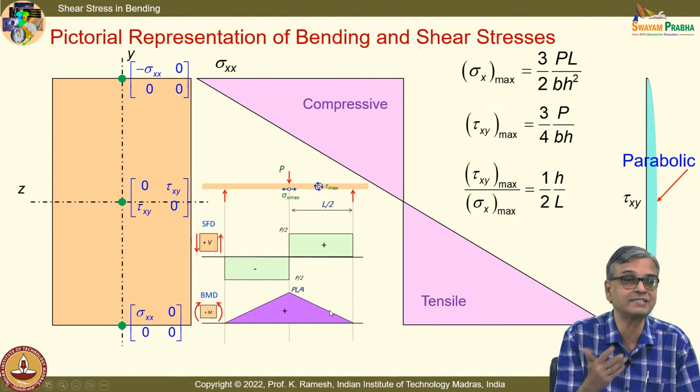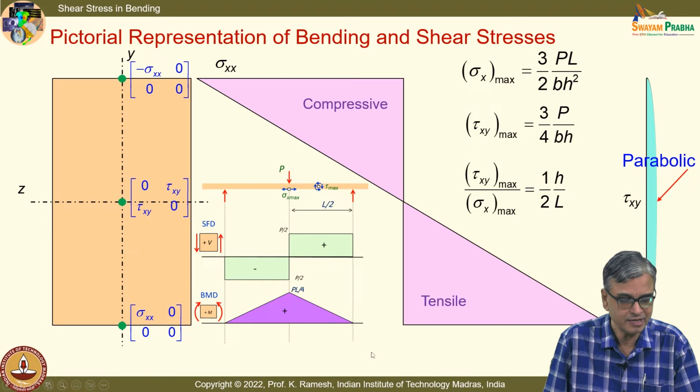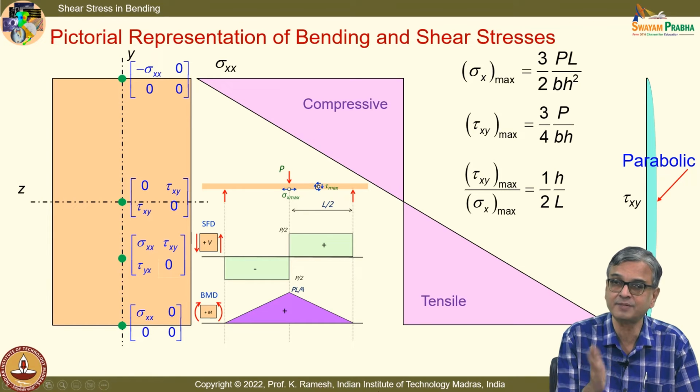When bending is maximum, shear is 0. When shear is maximum, bending stress is 0. That is the interesting aspect of what happens in a beam. Suppose I take a point in between, this will have sigma xx, tau xy and tau yx. That is dictated by the problem.